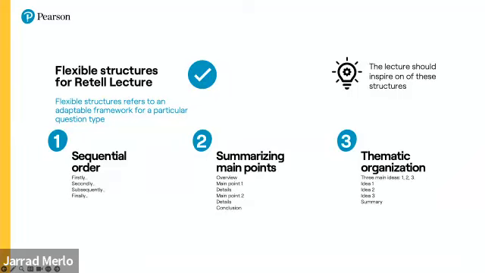Same thing for Retell Lecture. We need flexible structures for Retell Lecture. Again, these need to be adaptable frameworks for this particular question type. So what comes to mind obviously is a sequential order: firstly, secondly, subsequently, finally. Summarizing main points makes a whole lot of sense: having an overview, main point, details, another main point, details, and possibly a concluding sentence. Or a thematic organization where you go, okay, there were three main ideas, 1, 2, 3, extrapolate on idea 1, 2, and then 3, and then give a summary here.